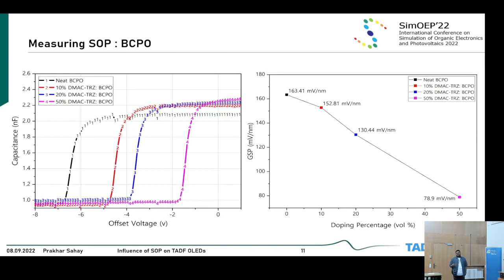We also have another class of materials called BCPO. It is also a polar material, but what we see over here is a constant increase in the offset voltage, which suggests that with increasing doping percentage of DMAC-TRZ in this material, we see a steady drop in the GSP. With neat material, we have 163 millivolts per nanometer, whereas with 50%, the GSP almost halves itself.